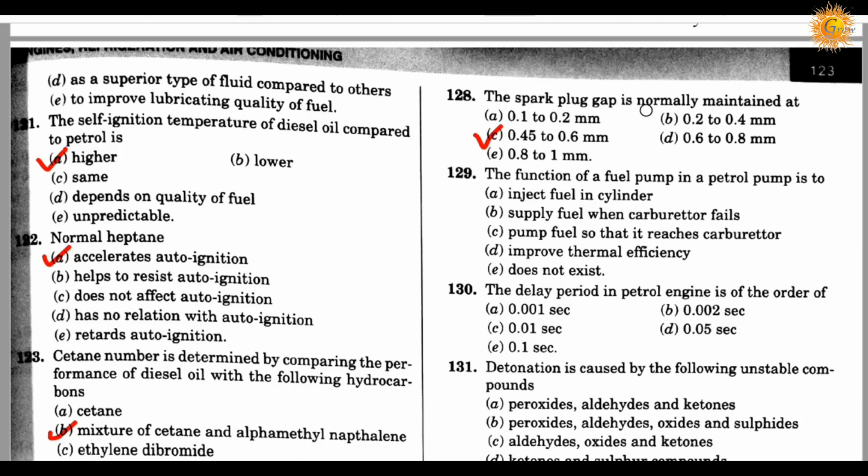Spark plug gap is normally maintained at 0.45 to 0.6 mm.